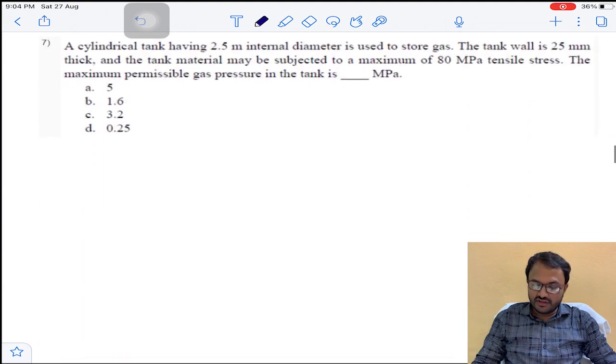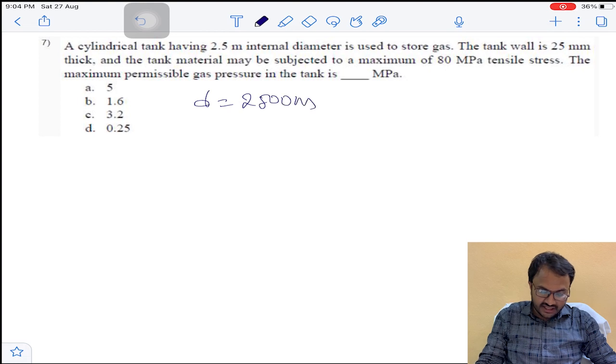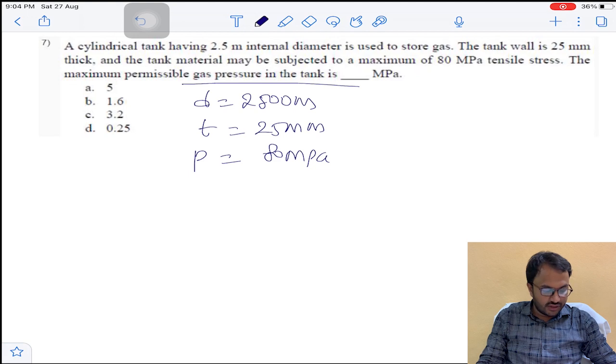Now coming to question 7, a cylindrical tank having 2.5 meter internal diameter, that is 2500 mm, and thickness is given as 25 mm, and the internal pressure P is applied. The maximum permissible stress is 80 MPa. So the maximum permissible gas pressure is equal to, clear? So that is sigma h. So this maximum is 80.